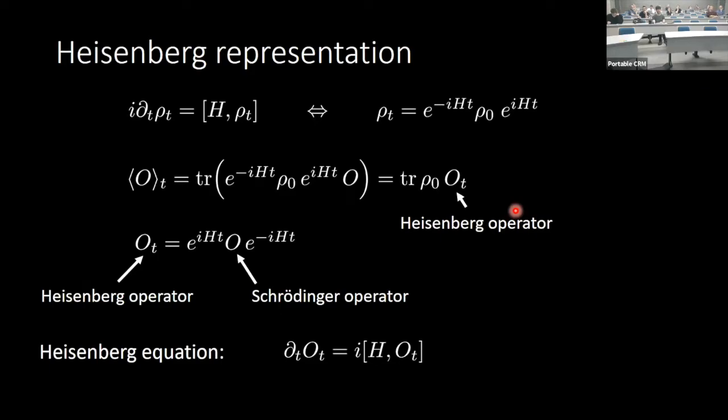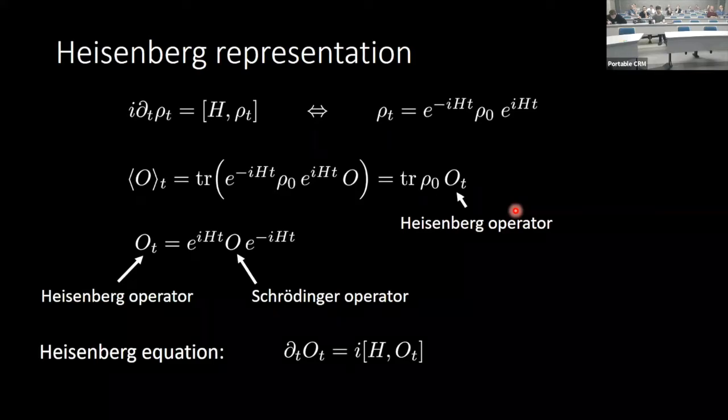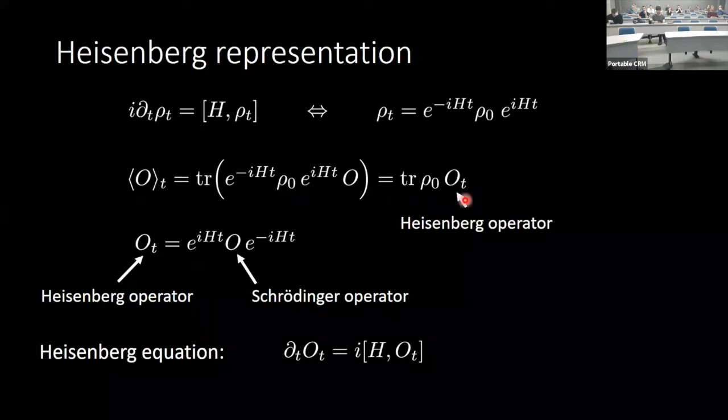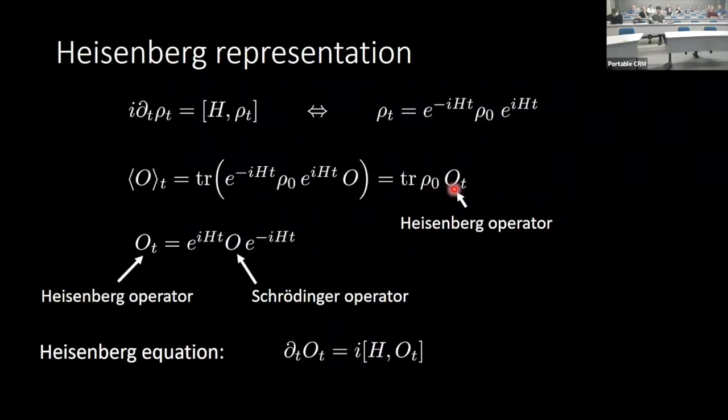The approach is to go to the Heisenberg picture and try to solve a system of Heisenberg equations, as simple as it is. Let me briefly remind you of this Heisenberg representation. So instead of calculating the time-dependent density matrix and then taking the trace with the time-independent Schrödinger operator, we can use this cyclic property of the trace and write the expectation value in this form, where ρ0 is the initial density matrix, and OT is the Heisenberg operator given by this equation.